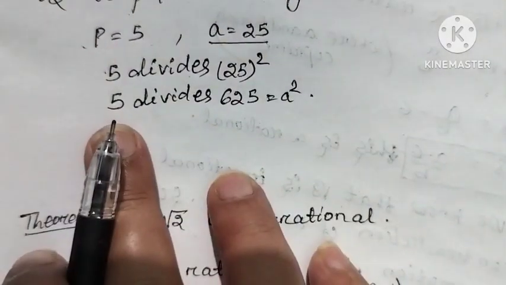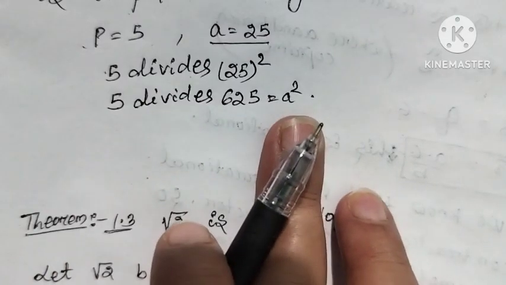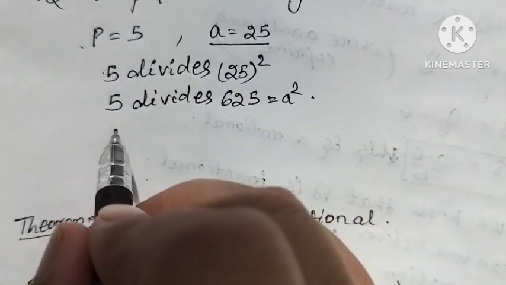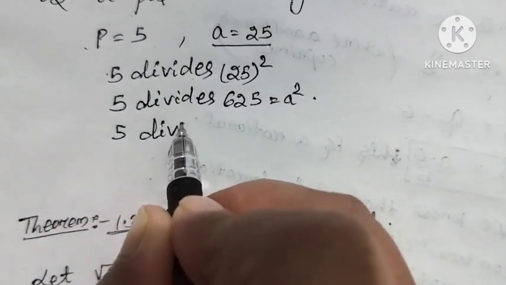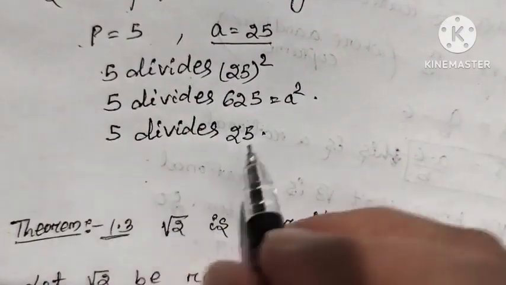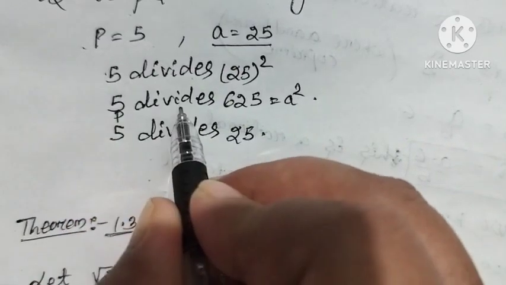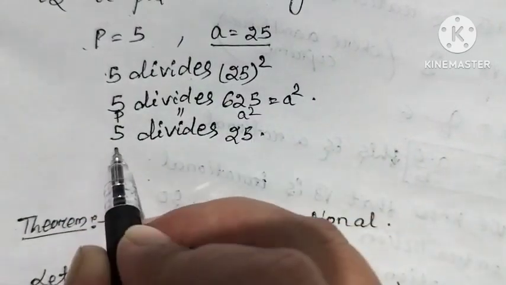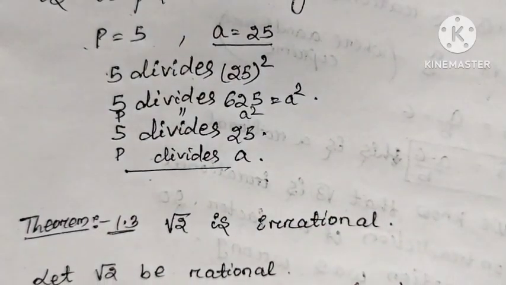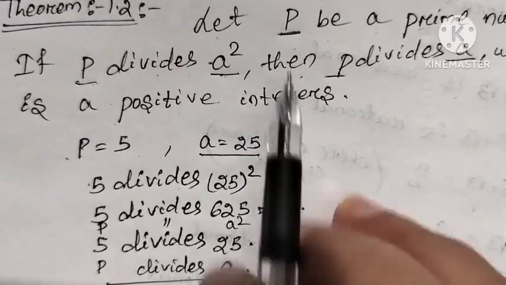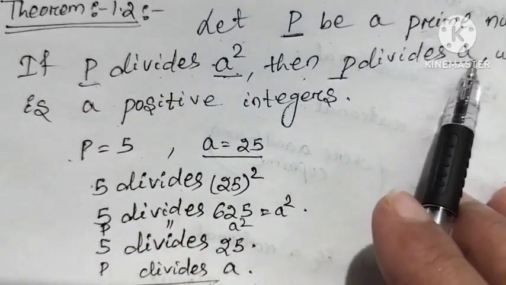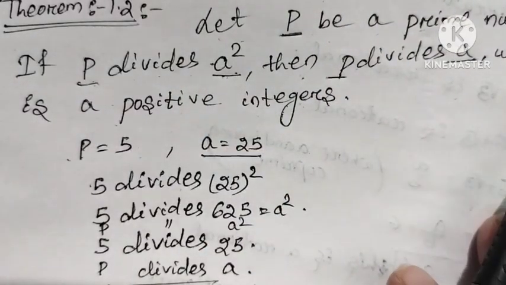Yes, you take 5 as the P. Then P divides A square. Yes or no? Then same thing, 5 divides 25 also. Then what do you know? P divides A square, then P divides A also. Then the theorem is proved. Let P be a prime number, P divides A square, then P divides A, where A is a positive integer.